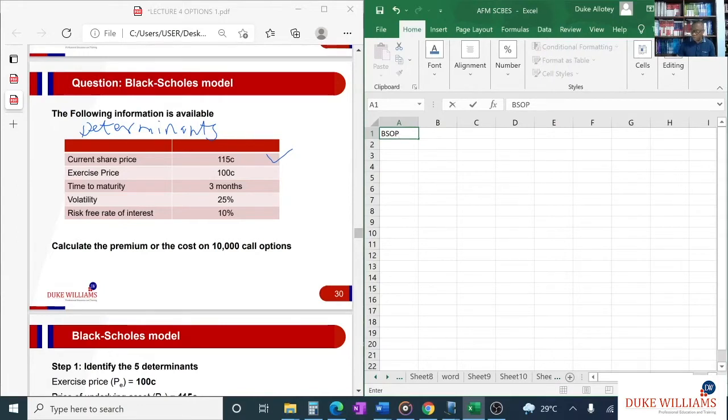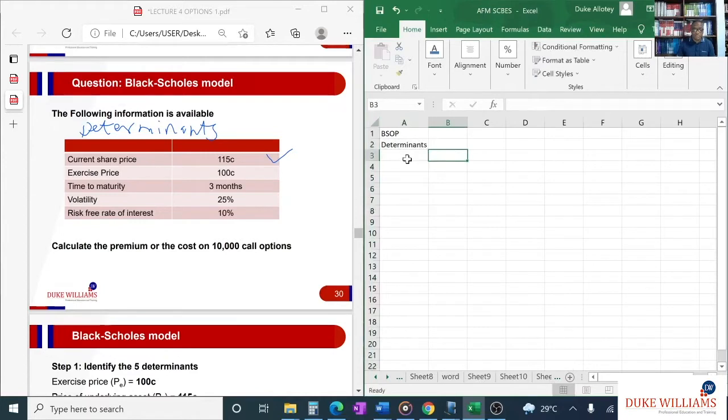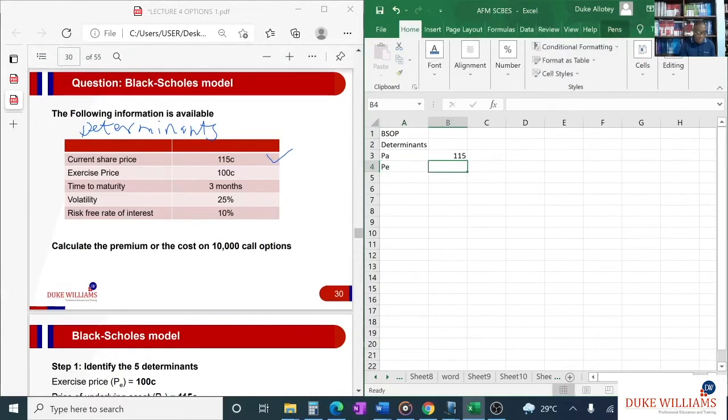BSOP model. The first thing you will need to do is find values for the determinants, so that you can let the marker know how you arrive at your figures. The determinants are the first stage, and the first one is the value of the assets. So we have PA, which is 115 cents. I have PE, and you have 100 cents there.